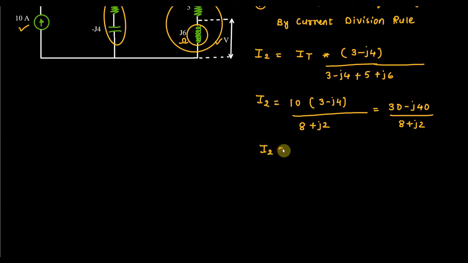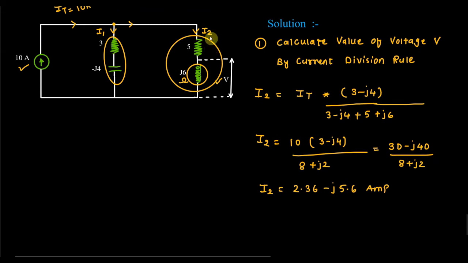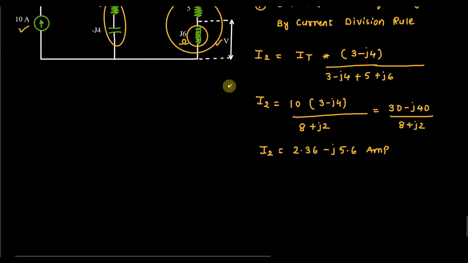Now find this current. I have found that current, and it comes out to be 2.36 minus J5.6 ampere. But our aim is not to find this current I2. Our aim is to find this voltage V.